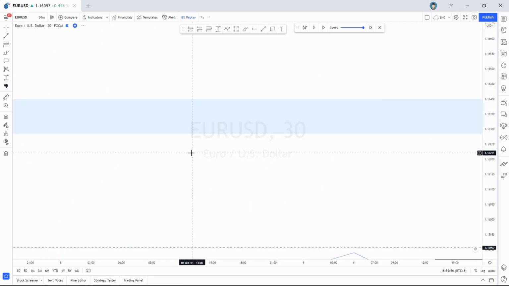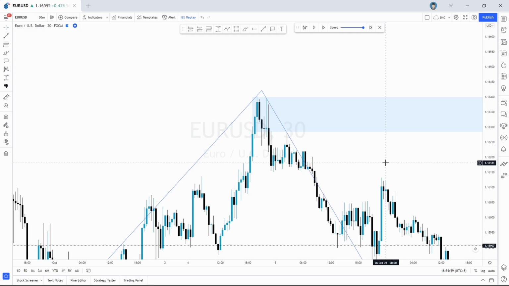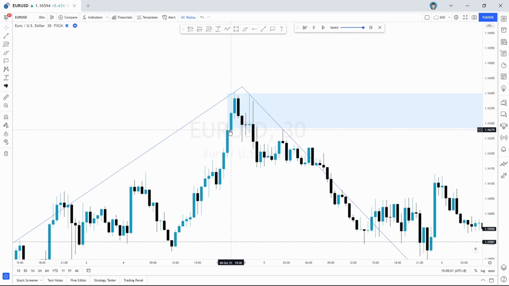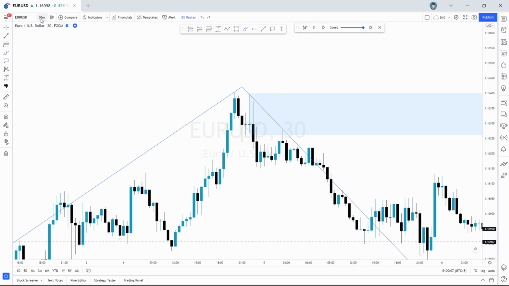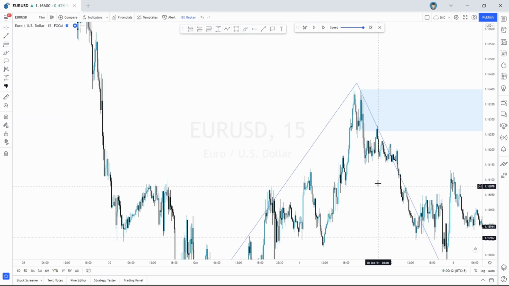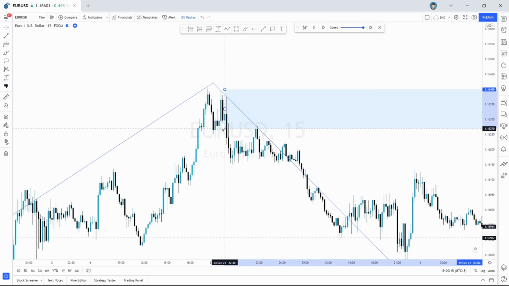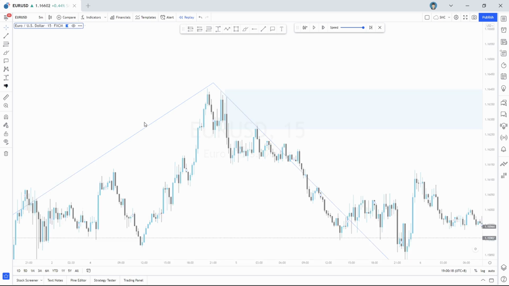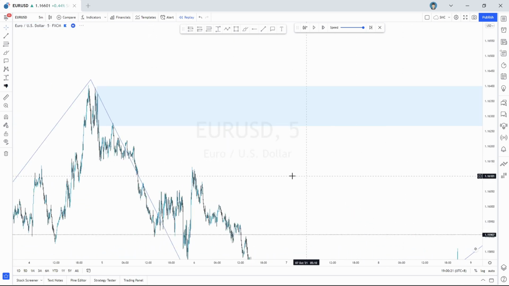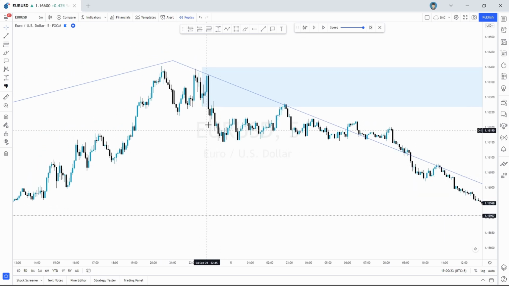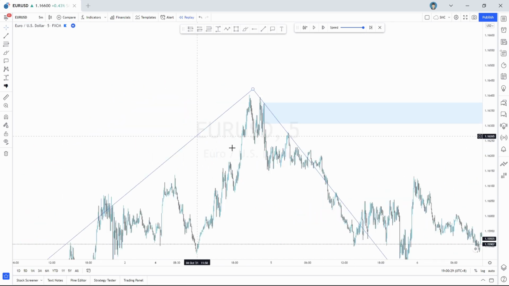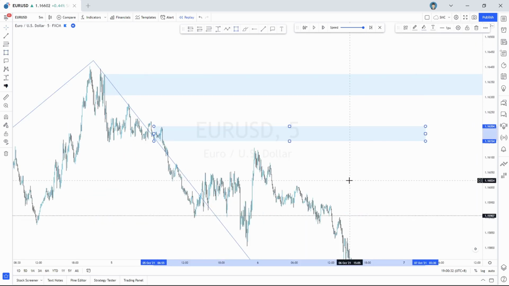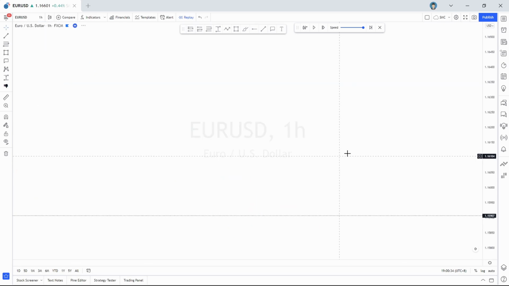This is mitigated. Now on lower time frames, it looks like there's an unmitigated zone over here. Let's go on the 30-minute. It got mitigated already. Let's go to the 15-minute. I believe it's the 15-minute or the 5-minute. Anyways, on the 5-minute, this is how I refine zones and look for unmitigated supply zones. As you can see on the 5-minute, we have an unmitigated zone over there. At the same time, we have an unmitigated zone over here on higher time frames.